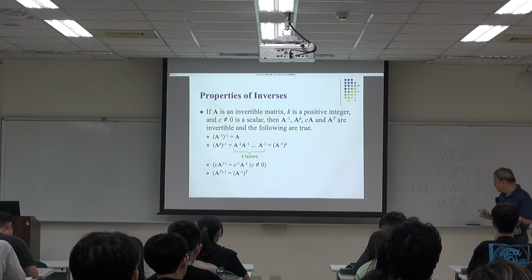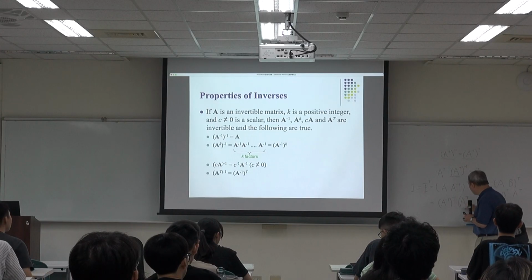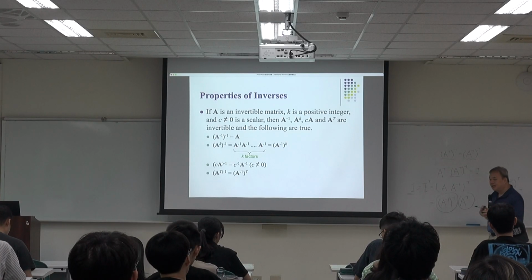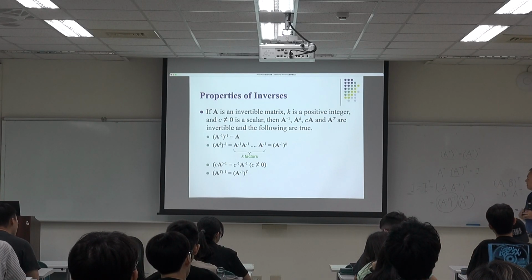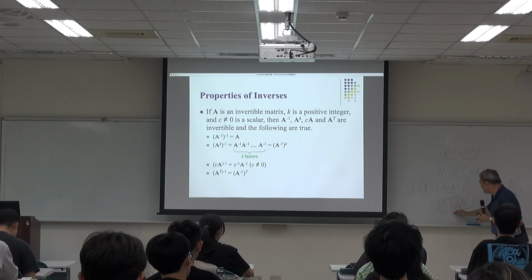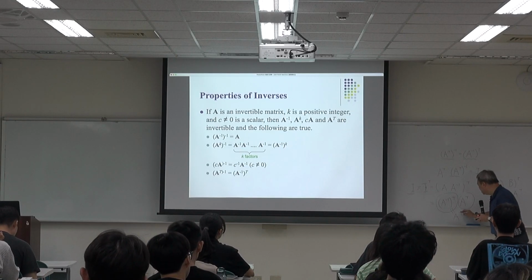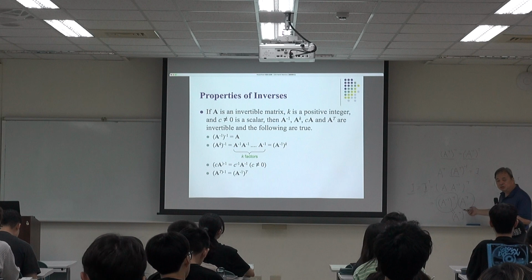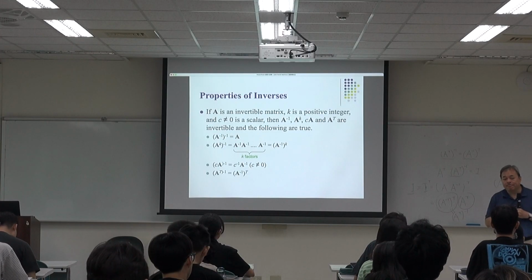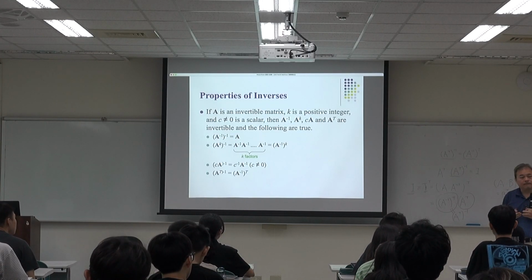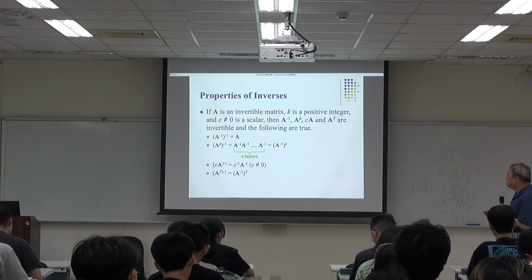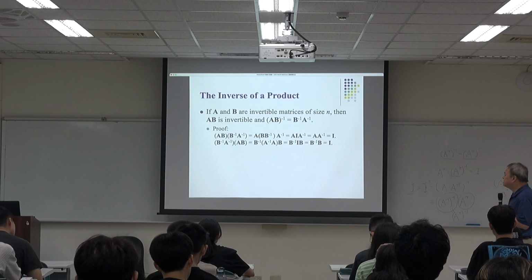So it means (A inverse) transpose multiplied with A transpose equals I, right? So this one is (A transpose) inverse, according to the definition, because this one multiplied by A transpose is equal to I. The other direction, please check by yourself.